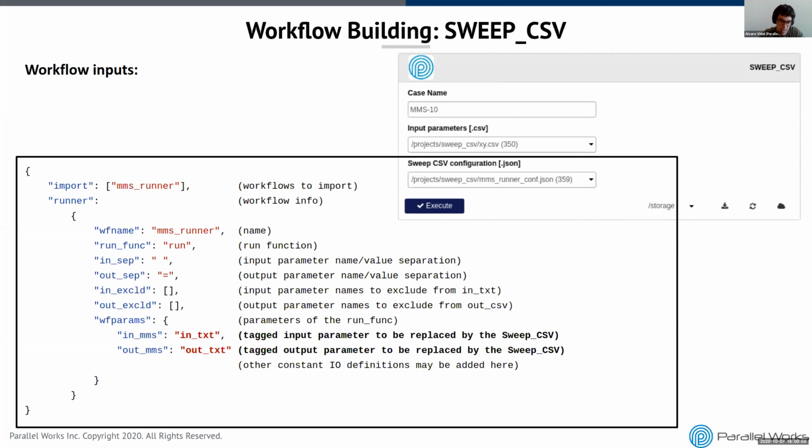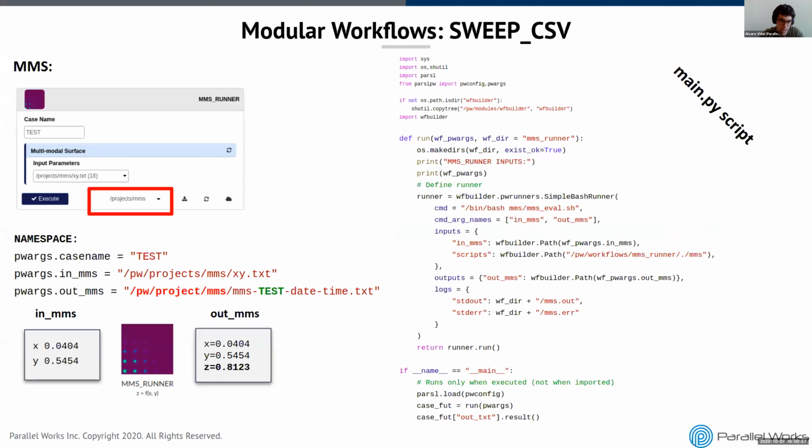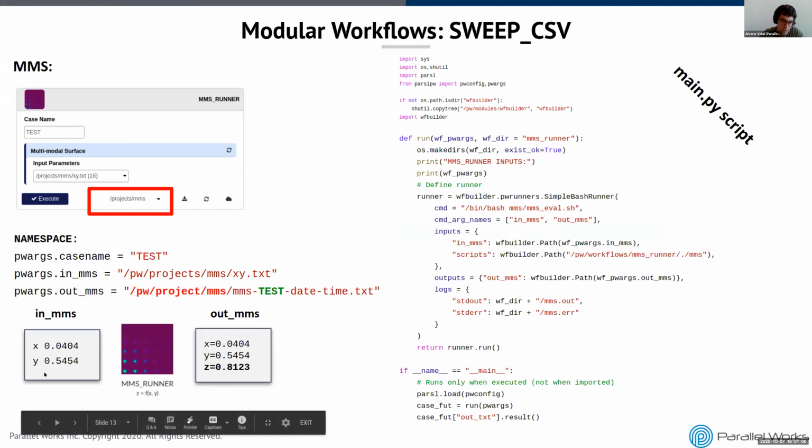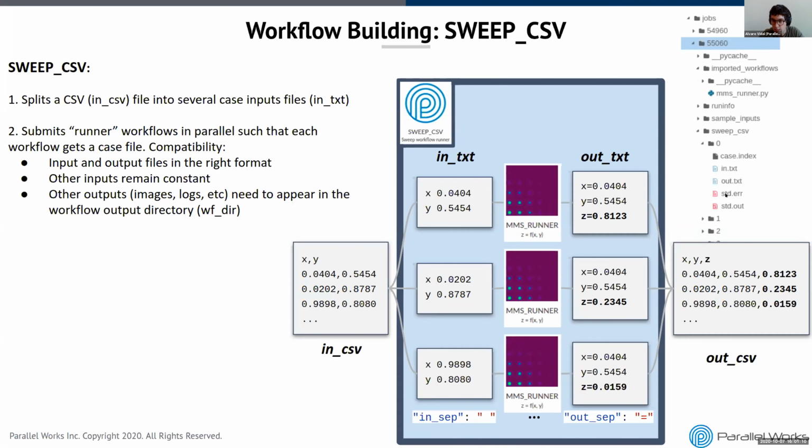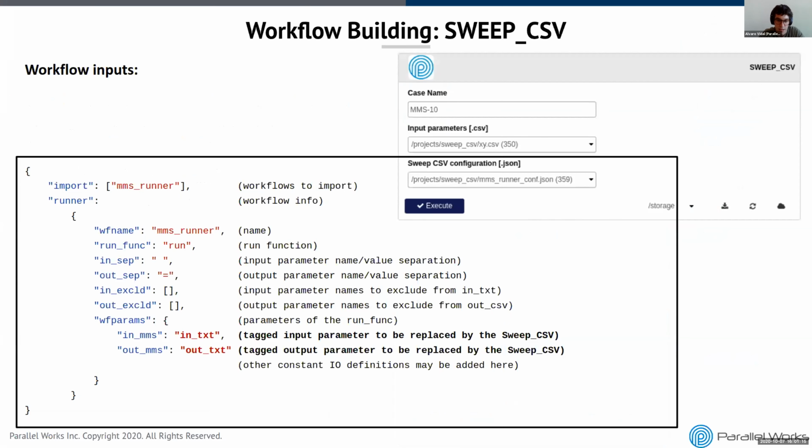And you can see that the in MMS and out MMS keys are now tagged. So the Swift CSV is going to replace the value they had before by a path to these in.txt and out.txt files that you can see in the Swift CSV directory. And if you want to define other constant input or outputs, you can here in this section below. It's just that the Swift CSV is not going to change them at all.